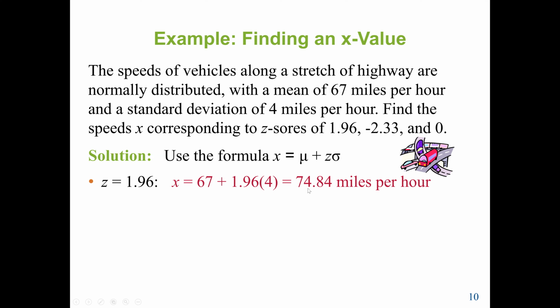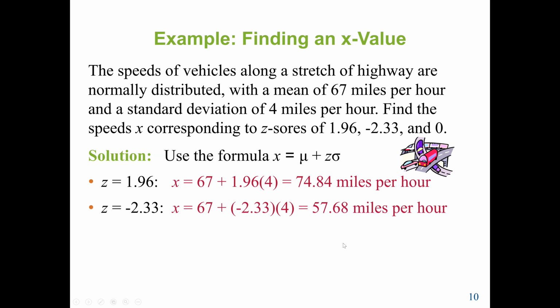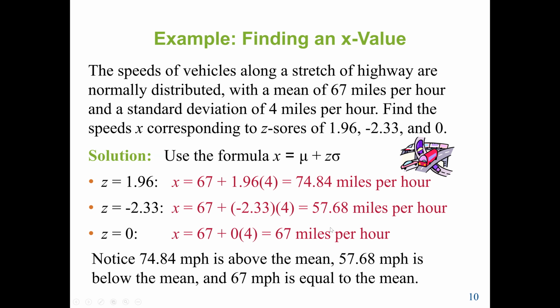So that gives us the x value to be 74.84. Now, when the z value is negative 2.33, we substitute the z value for negative 2.33, and that gives us 57.68 miles per hour. Now, when the z value is 0, we substitute 0, and that means the x value will give us 67 miles per hour.